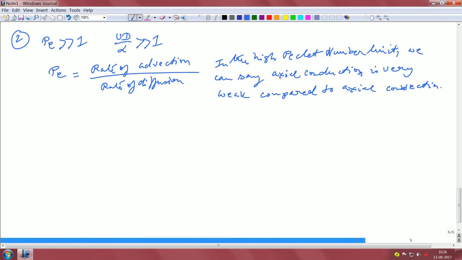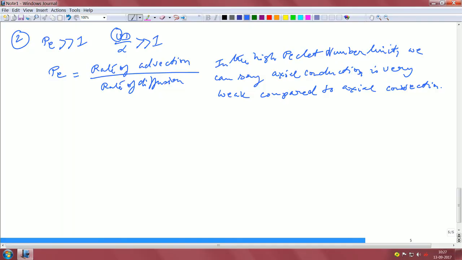That is exactly what the Peclet number says. It means your rate of advection is so high compared to the rate of diffusion that you can neglect the axial conduction effect, because it is a very small number in the high Peclet number limit. If your flow is very sluggish, say barely creeping, and the Peclet number much greater than 1 limit is not applicable, then you have to carry the axial conduction term with you. So, you cannot simplify this equation in this particular way.